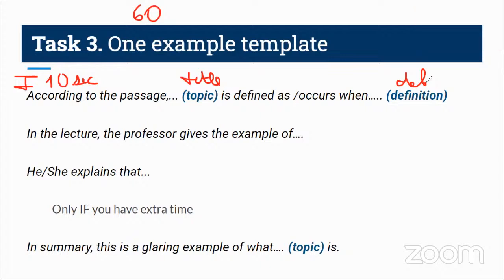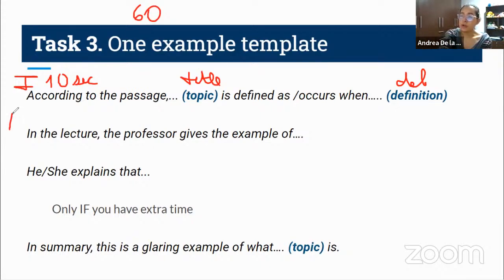All right. Now we have 50 seconds to explain the topic, explain that definition that you gave using the example. So you need a brief transition where you say, in the lecture, the professor gives the example of, and then you go on explaining the example. You need to focus on the relevant information again, use a couple of transition words here and there, and that's about it. You don't have to do anything else.